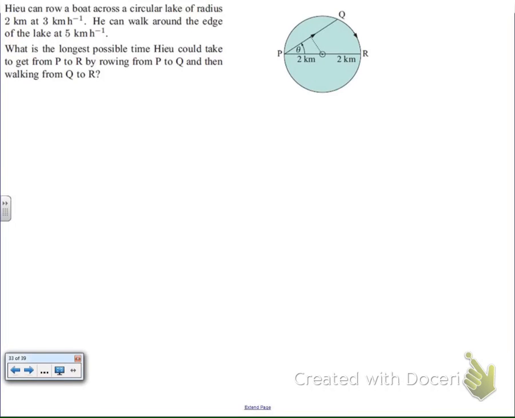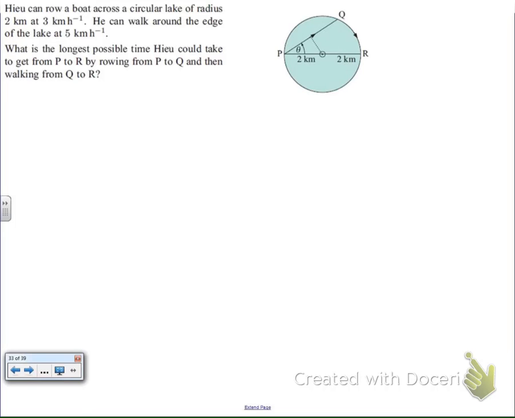Alright, we've got a situation where Hugh's trying to get across a perfectly circular pond. And he doesn't want to walk around the edge because that would take too long, so instead he's going to row across part of the pond and walk the rest. And for some strange reason, we're looking at the maximum time it should take you to do this trip. Maybe it's a beautiful circular pond, and he's trying to spend as much time traversing it as possible.